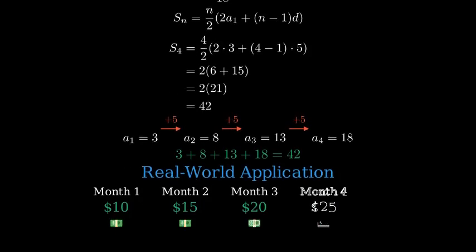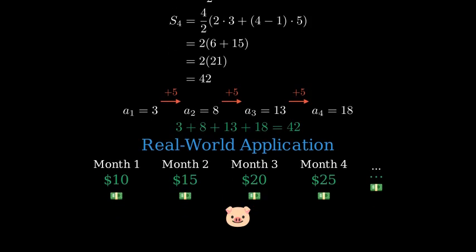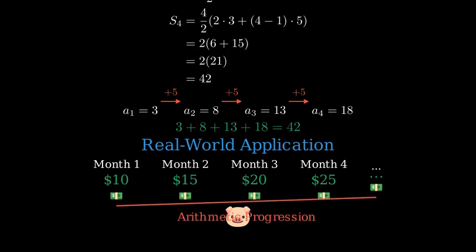Arithmetic progressions appear in many real-world situations. For example, if you save $10 the first month and increase your savings by $5 each month, you're creating an arithmetic progression. After 1 year, your sequence would be 10, 15, 20, and so on. The sum formula helps calculate your total savings much faster than adding each amount individually.